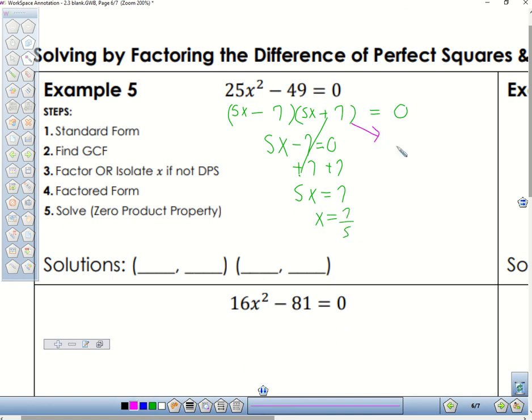And then over here, I'm going to do the same thing. 5x plus 7 equals 0. I subtract 7 on both sides. I get 5x is equal to negative 7, which means x is equal to negative 7 over 5. That means that my two solutions are 7 over 5, comma 0, and negative 7 over 5, comma 0.